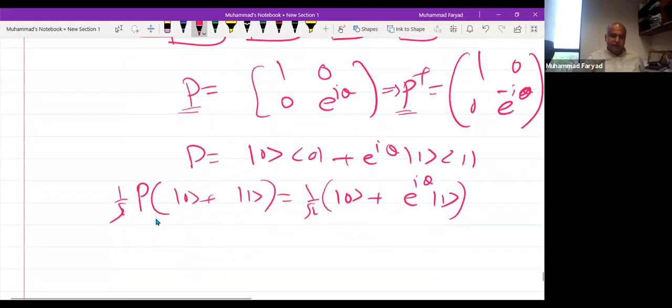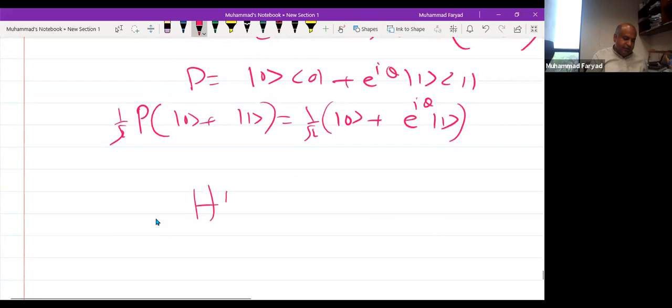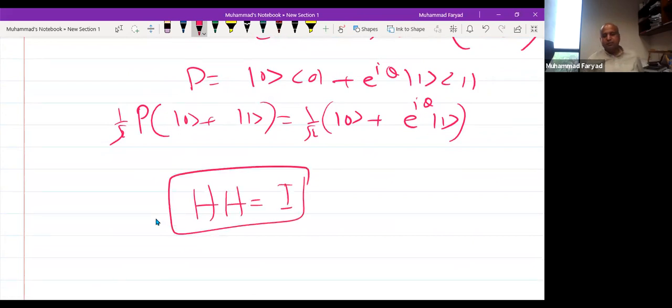And if there's a Hadamard, we already know that Hadamard is its own inverse. So the inverse of Hadamard is just Hadamard itself. And I think you can check easily as well, because Hadamard is 1 over square root of 2 times 1, 1, 1, minus 1, like this, right? So when I take its transpose, it's still the same.